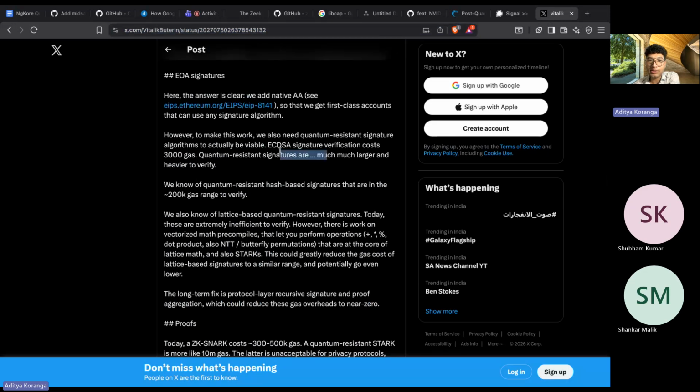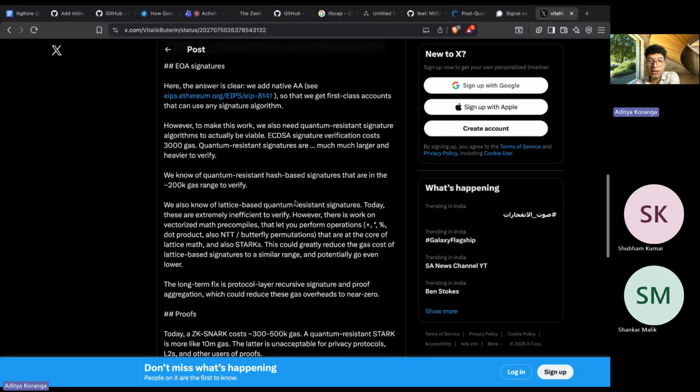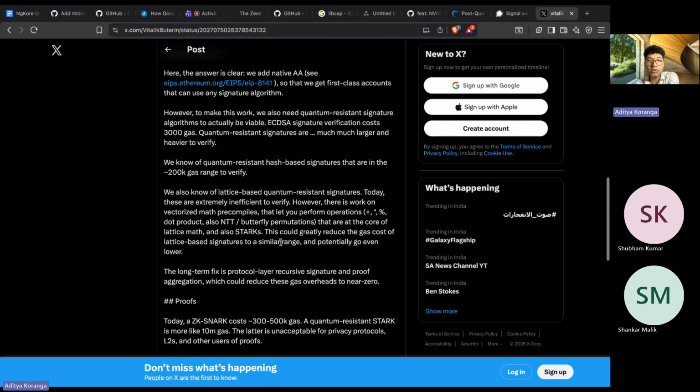Like for example, ECDSA in this case at least. And we also know of lattice-based signatures today. These are extremely inefficient to verify. However, there is work on a vectorized precompile that lets you perform NTT and butterfly operations, which are the core of lattice methods, and also Stark. This could greatly reduce the cost, and yeah.